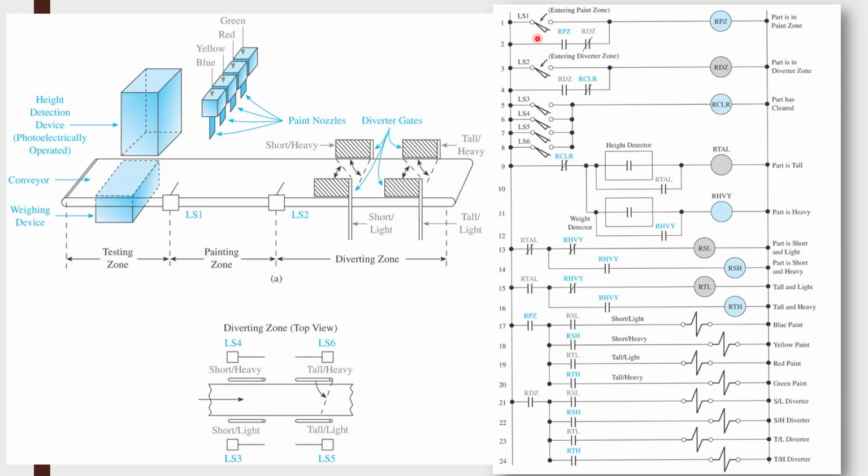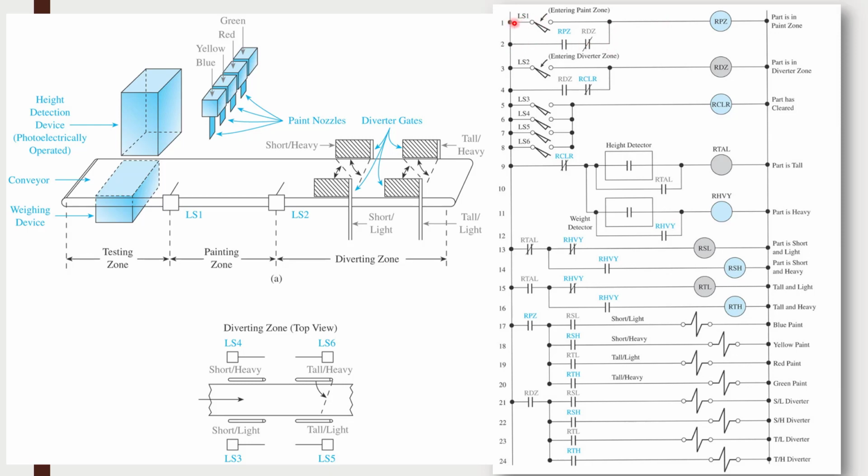LS1. Where's LS1? Right here. Okay. And yes, it's labeled entering the paint zone. So yes, as this item comes down the conveyor, it hits this limit switch and it tells the control system that I am entering the paint zone. So when I do that, when this is picked up, now RPZ coil energizes. RPZ, relay paint zone.